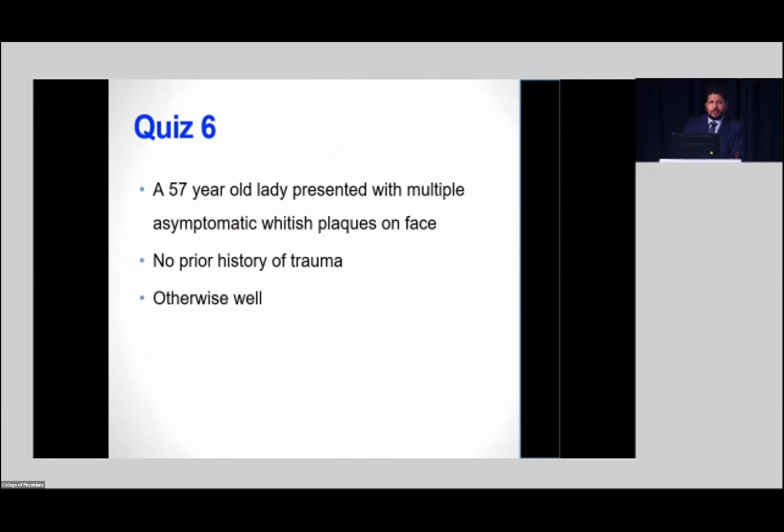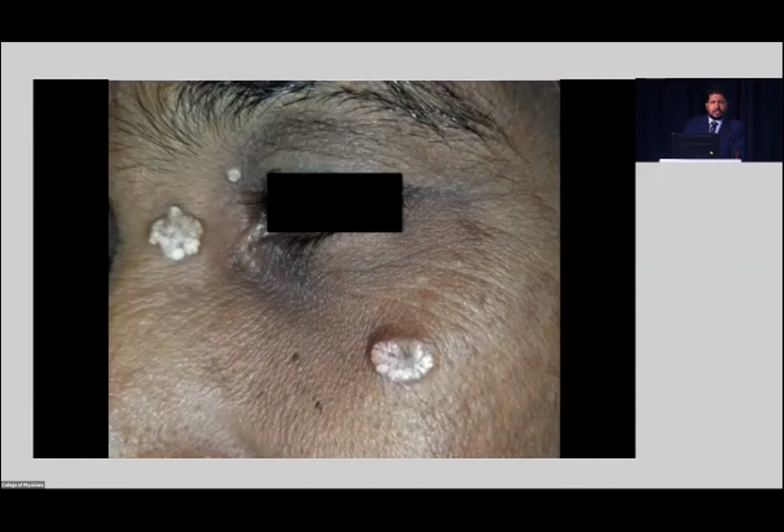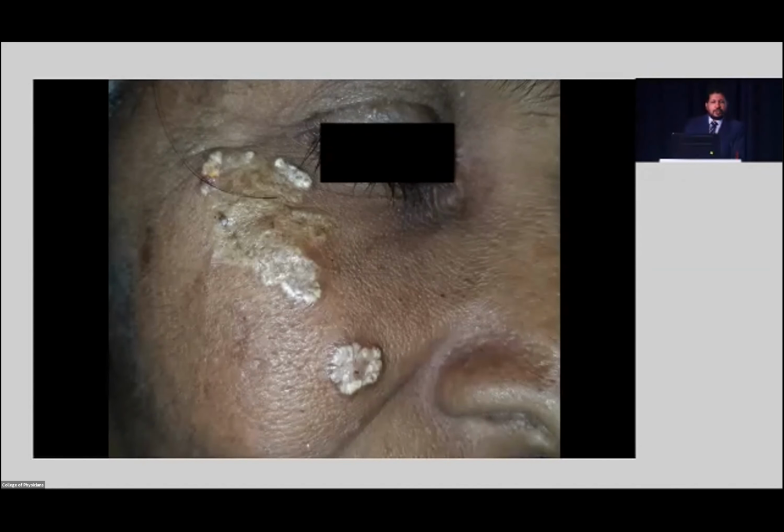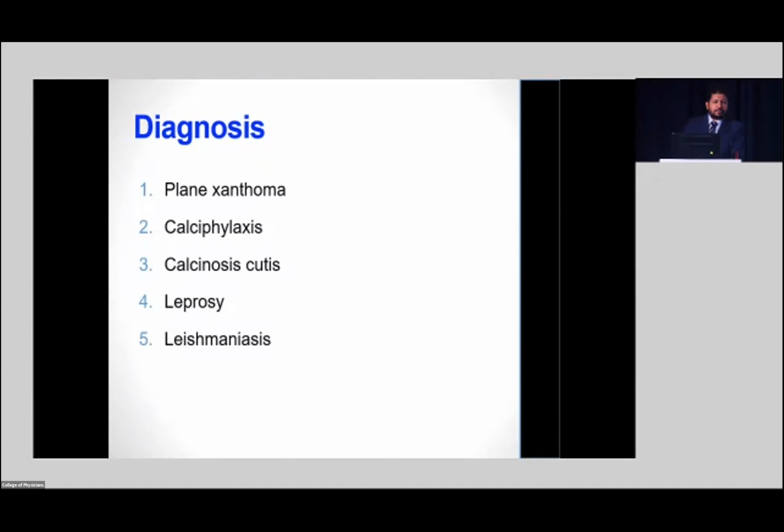So let's move on. We have a 57-year-old lady with multiple whitish plaques. She was otherwise well and no preceding history of trauma. These lesions were hard, whitish, and asymptomatic. So what do you think is the diagnosis? Please vote.